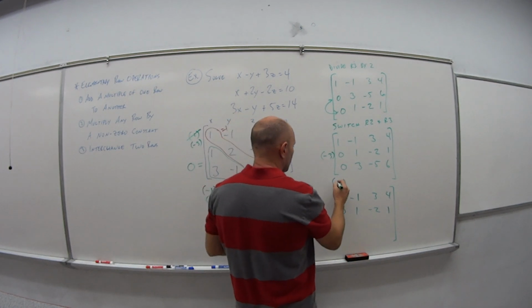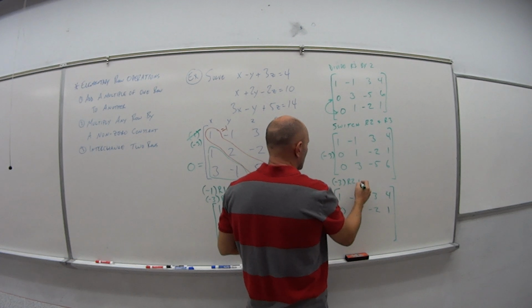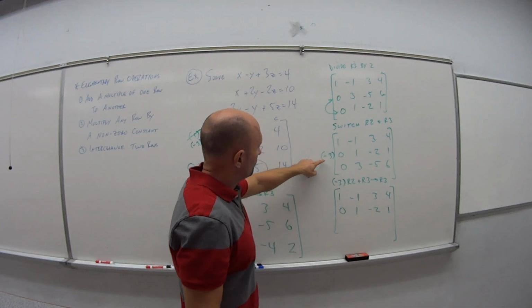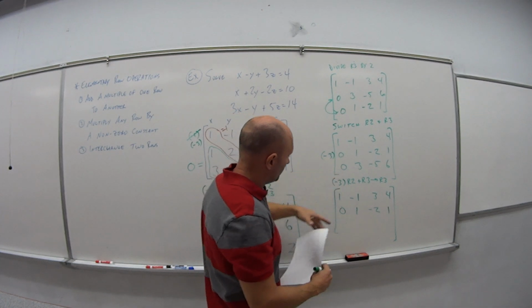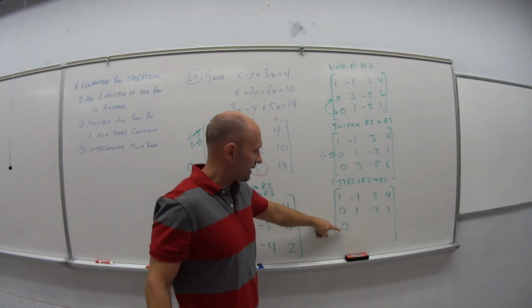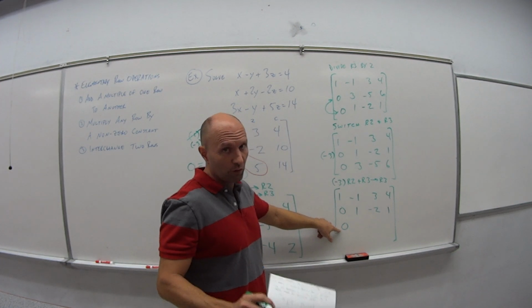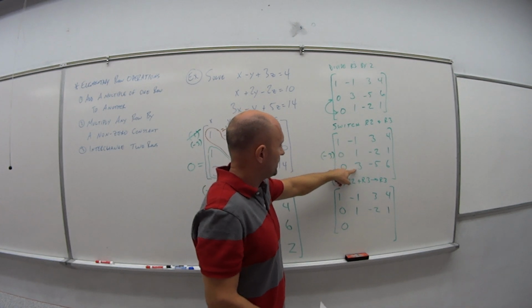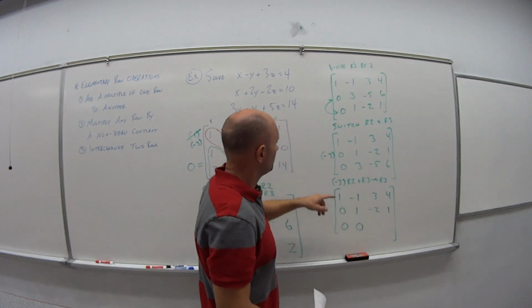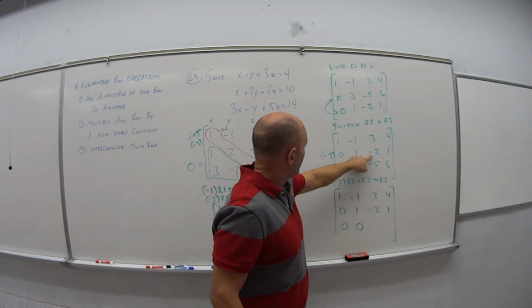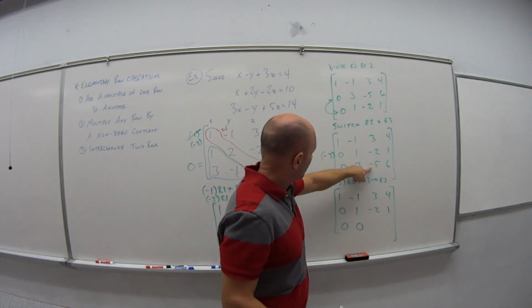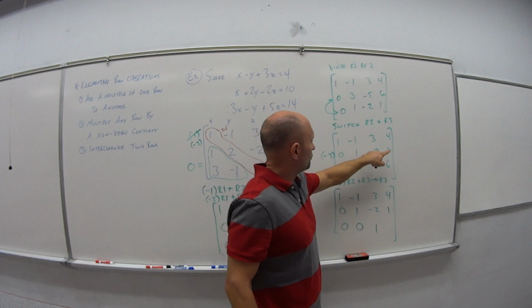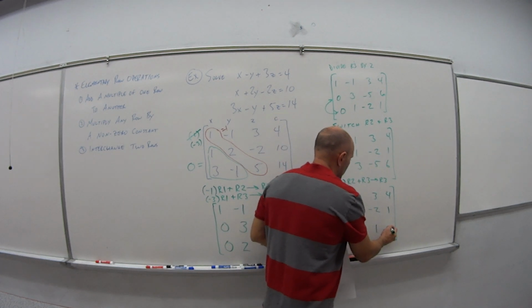And now do what? -3 times row 2 plus row 3 gives me a new row 3. So negative 3 times 0 is 0 plus 0, that stays 0. And it should. You better not get a number back here once you change it to a 0, or you've messed up some math somewhere. Negative 3 times 1, negative 3 plus 3 is 0. That's great. Negative 3 times negative 2 is positive 6. 6 minus 5 is 1. That's nice for us. And negative 3 times 1 is negative 3 plus 6 is 3.